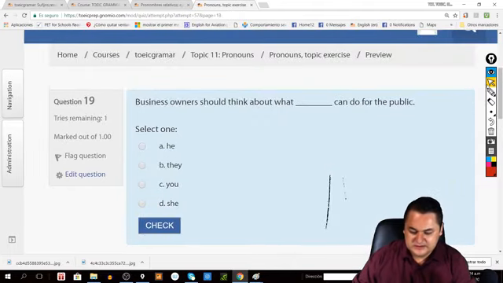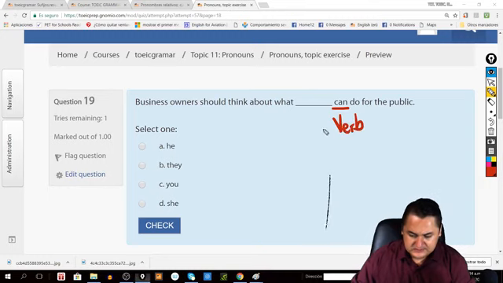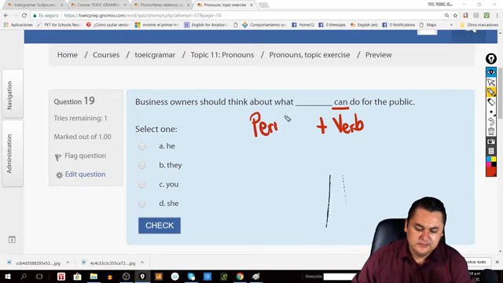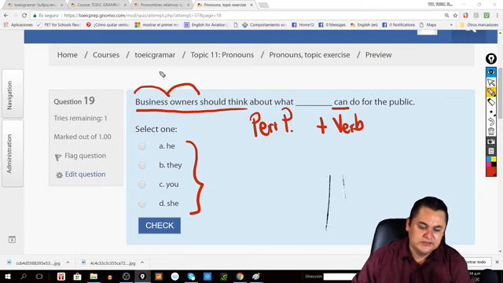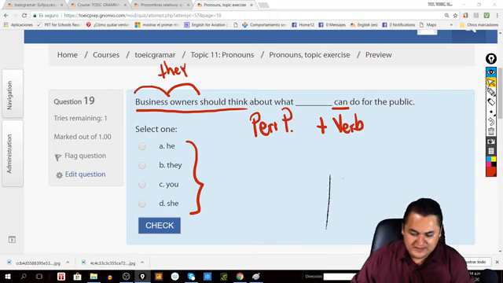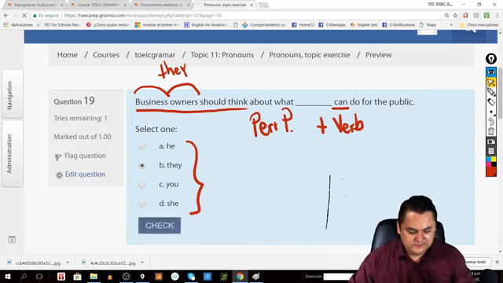Now, in this exercise, we have a verb. So we need a personal pronoun. And the four options are personal pronouns. So we need to refer to it here. Business owners, that means they. So business owners should think about what they can do for the public.